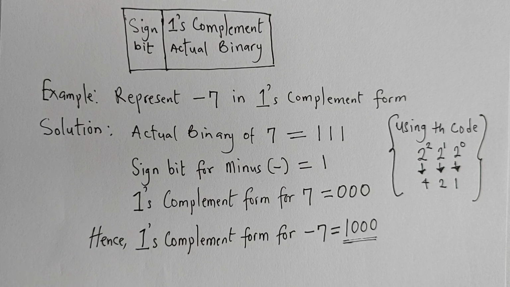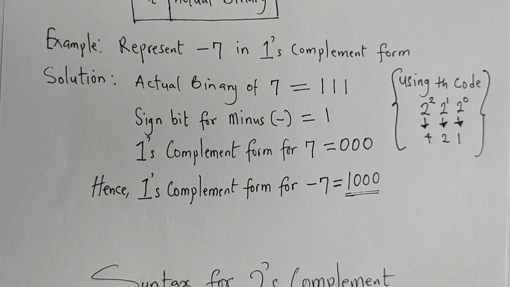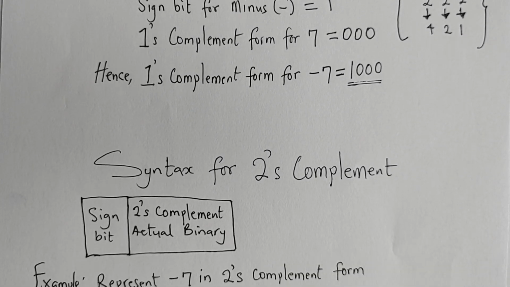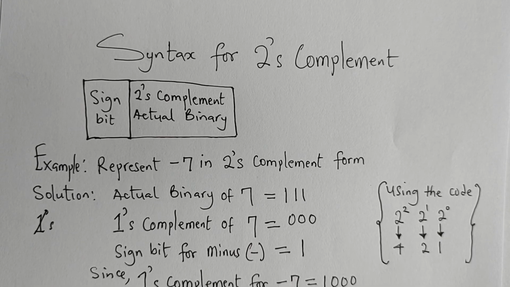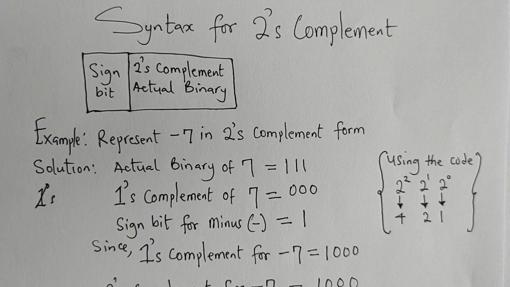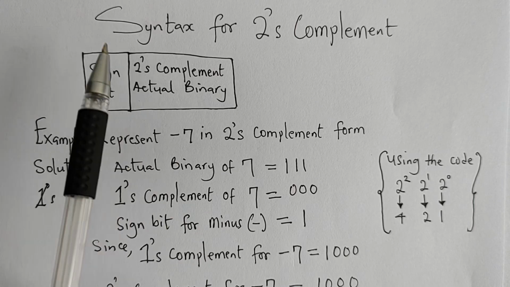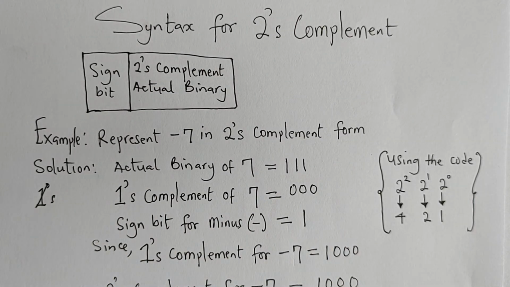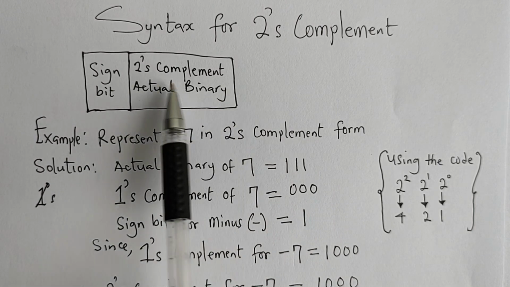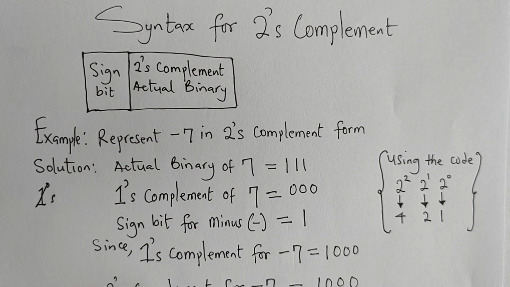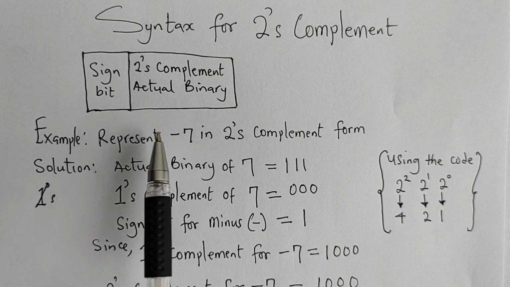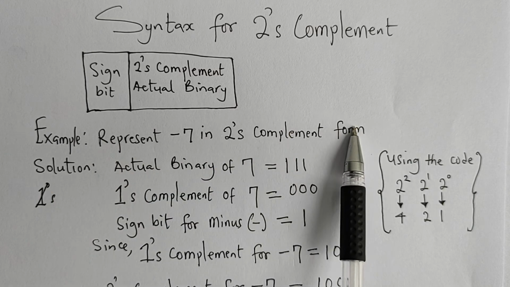Since we have talked about the syntax for 1's complement form, the next part we're going to be dealing with is the syntax for the 2's complement. So let's begin. Just like the 1's complement, the formula remains the same. You have the sign bit, you have the 2's complement actual binary. So let's go straight to the example. It says represent -7 in 2's complement form.